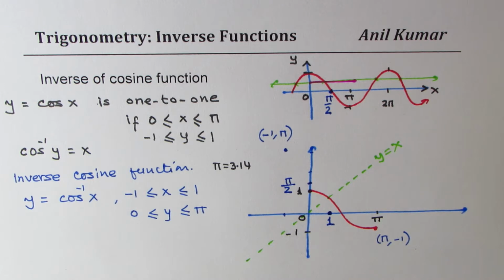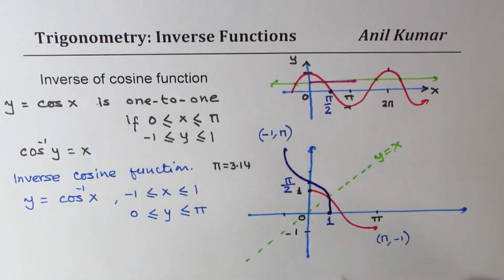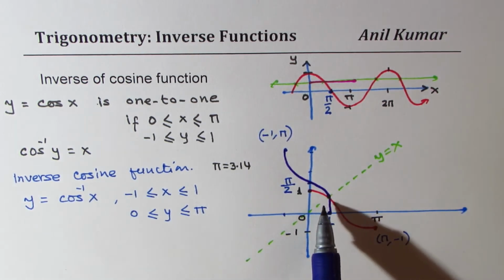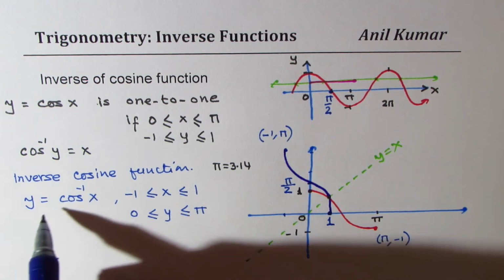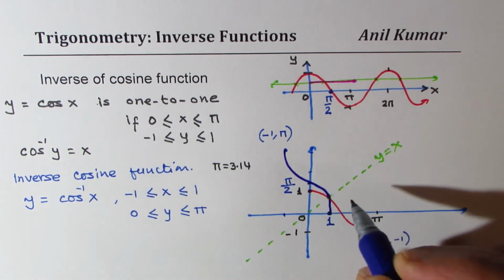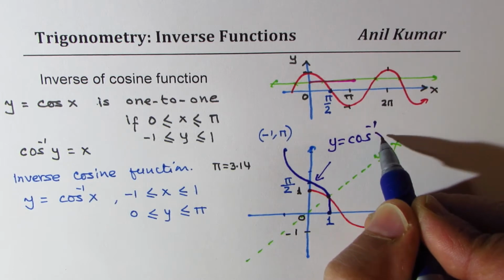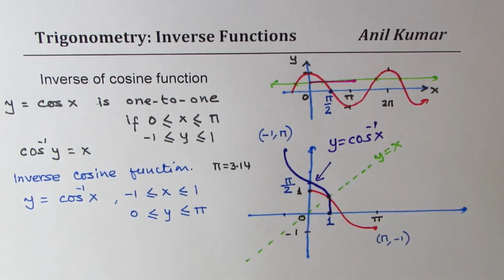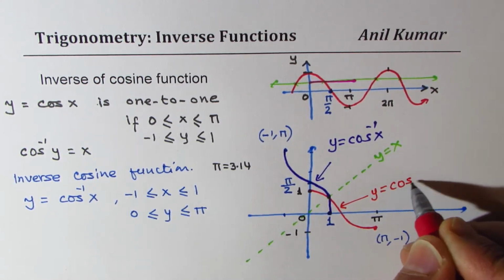And if I sketch this graph, it is going to look like this. So there is an invariant point where both values are equal, as shown here. So that is how you get the inverse function. This inverse function is shown in blue. Let me write this as y equals cos inverse x. It is not 1 over cos x, it is cos inverse x. And the function here is y equals cos x.